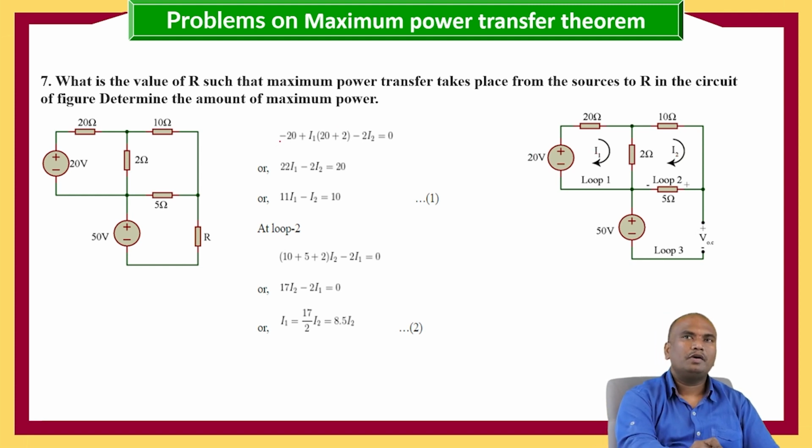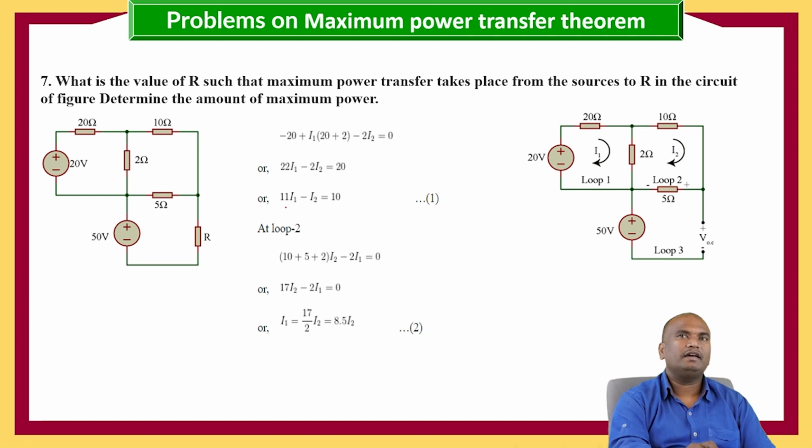So here minus 20 plus 20 into I1 plus 2 into I1 minus I2, that is 20 plus 2 minus 2 into I2. Here 22 I1 minus 2 I2 is equal to 20.